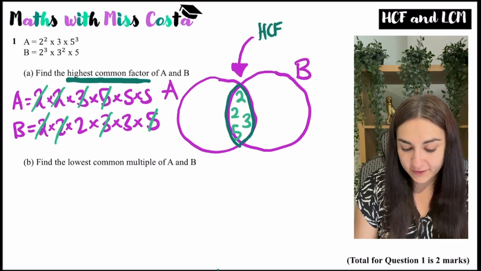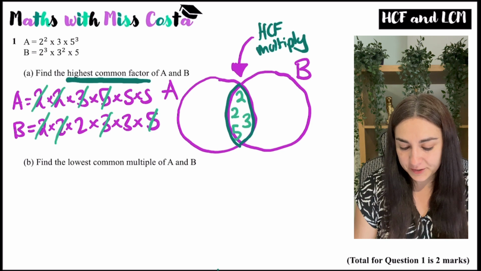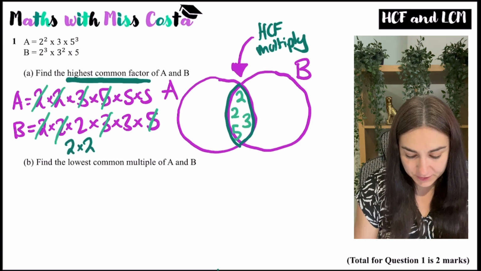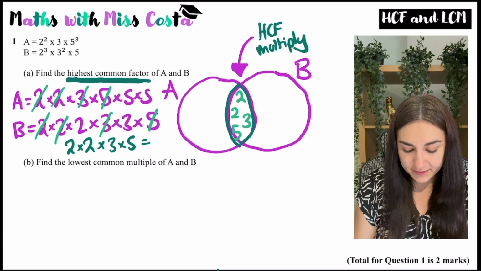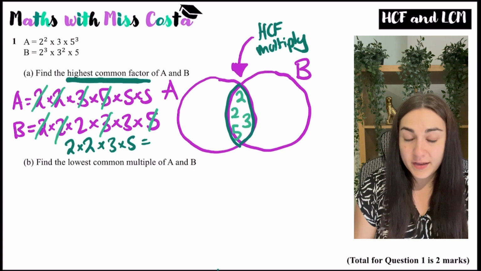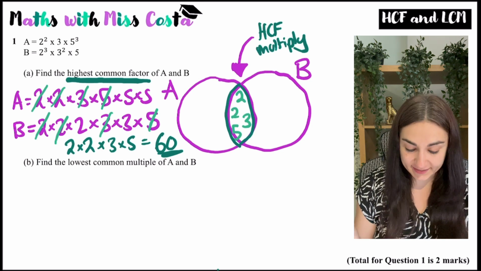So all of the factors they have in common are in this intersection. And to find the highest common factor, I just multiply all the numbers in the intersection. So I'm going to do 2 times 2 times 3 times 5. 2 times 2 is 4, 4 times 3 is 12, and 12 times 5 is 60. So the highest common factor is 60.